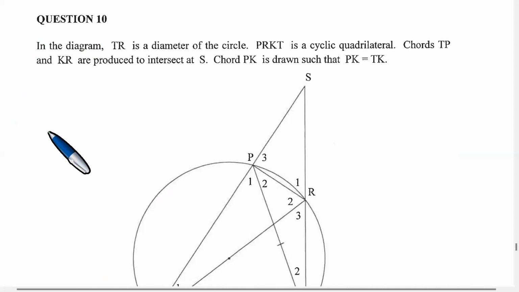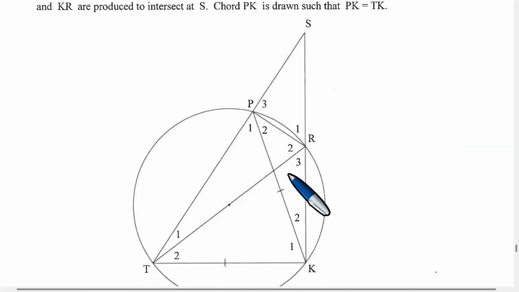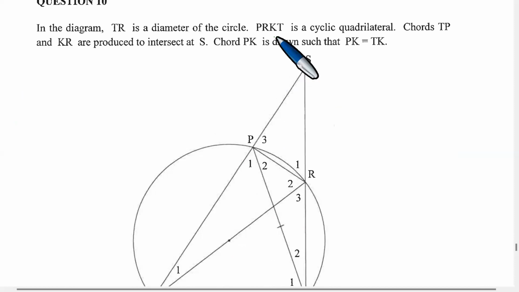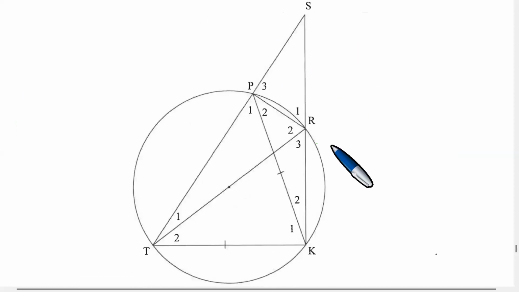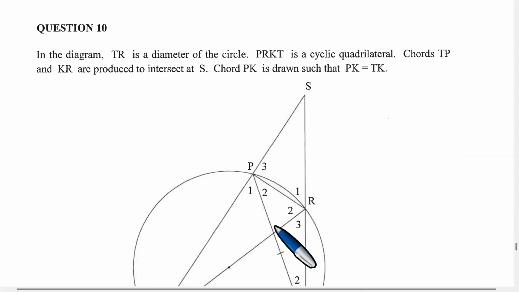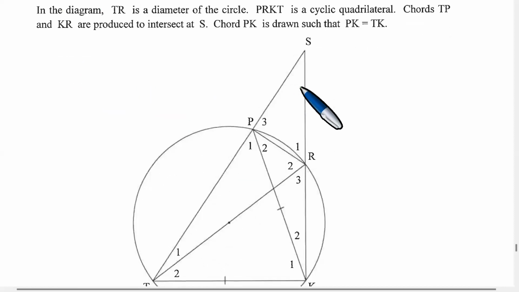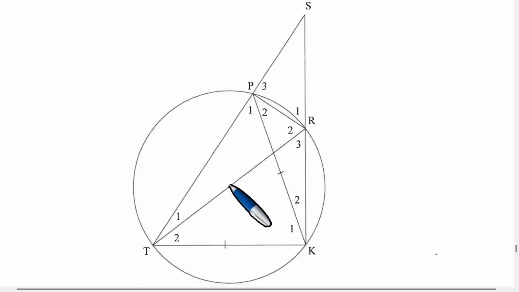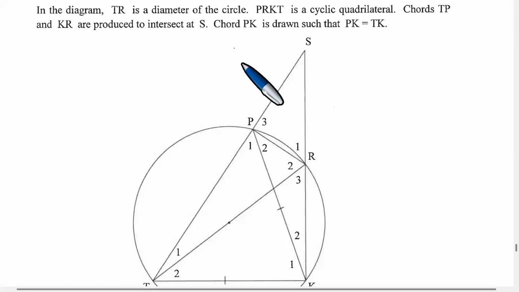Right, so we have question 10 right now in the diagram. TR is the diameter of the circle, passing through the center. PRKT is a cyclic quadrilateral. Chords TP and KR are produced to meet at S.